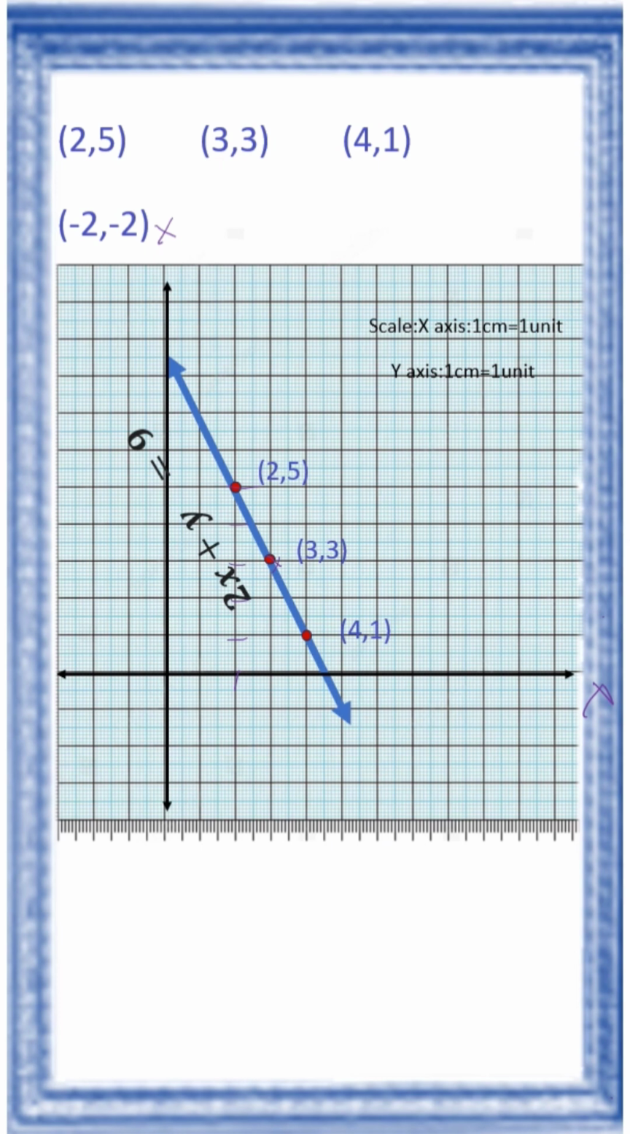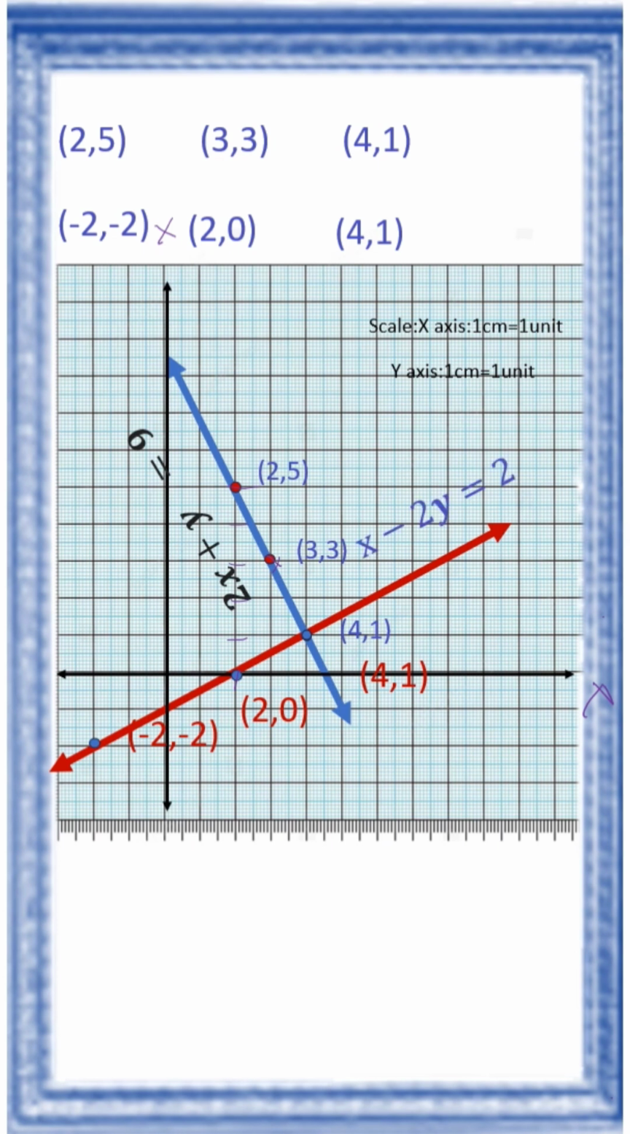Now negative of 2, 2, 2, 0, 4, 1. Let us mark the points and join the points by a straight line which represents the equation x minus 2y is equal to 2. As said earlier, the two lines cut at x is equal to 4 and y is equal to 1. So x is equal to 4, y is equal to 1.